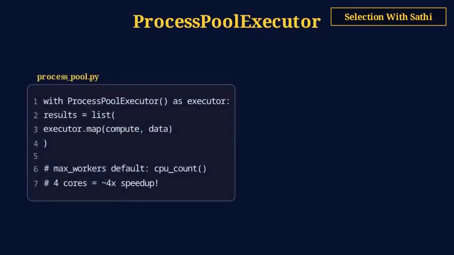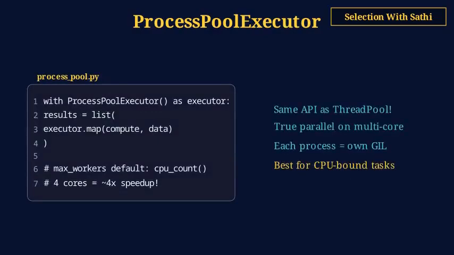ProcessPoolExecutor has the identical API but uses processes instead of threads. With ProcessPoolExecutor as executor, max_workers defaults to CPU count. executor.map(compute, data) runs computation across multiple cores. This is where you get true speedup for CPU-bound work. 4 cores give roughly 4 times the throughput.